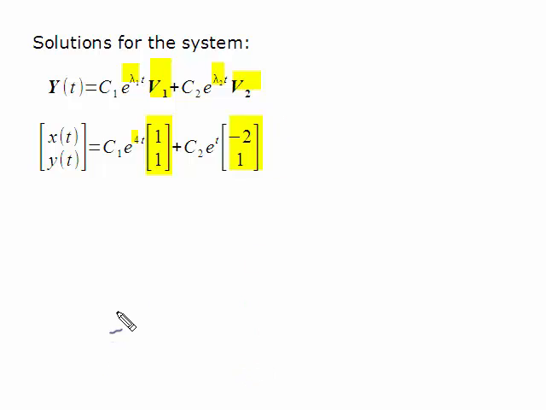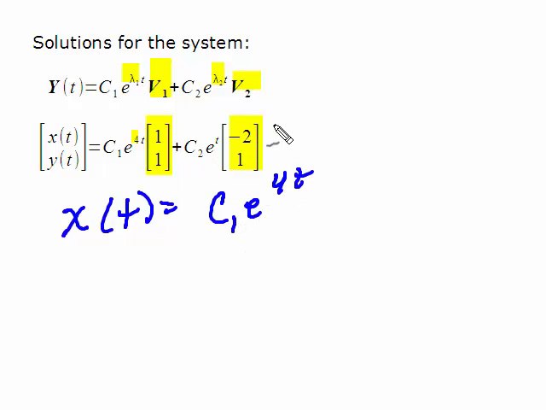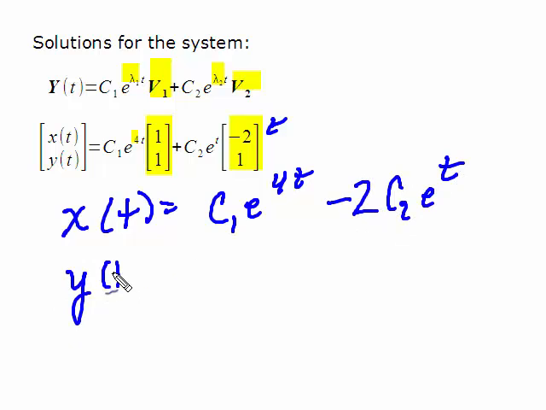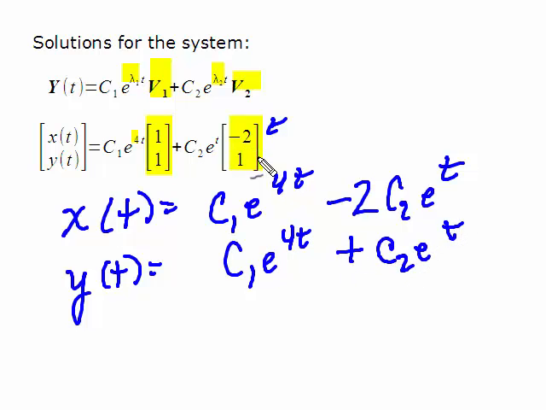So when we write out these solutions, they are not decoupled like the canonical example was. x of t is going to be, there's a 1 here, so that's c1 e to the 4t, and now it's multiplied by the minus 2, so it's minus 2 c2 e to the t. And y of t is c1 e to the 4t again, and then it's just plus c2 e to the t because it's only being multiplied by a 1 and not by a negative 2.